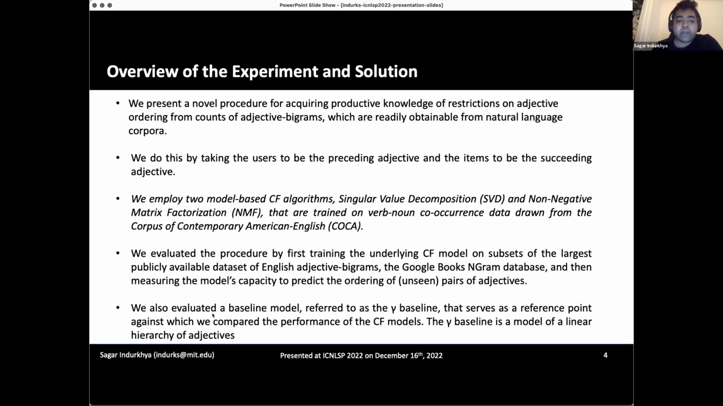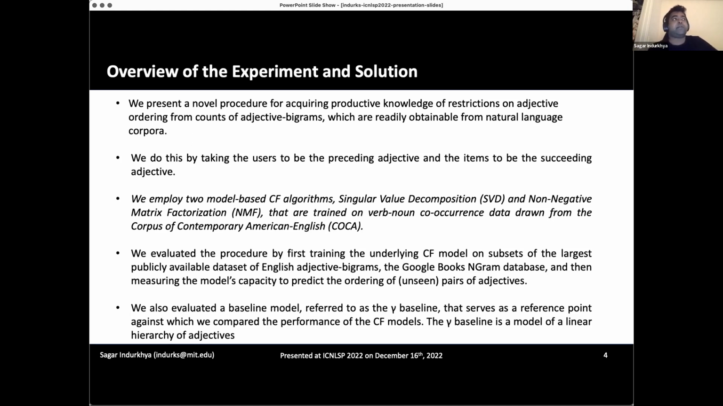And then we also evaluated a baseline model. We refer to it with this particular symbol, and this is going to serve as a reference point against which we can compare the performance of the collaborative filtering models. And this baseline model is a model of a linear hierarchy of adjectives.